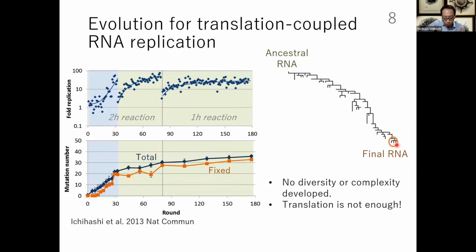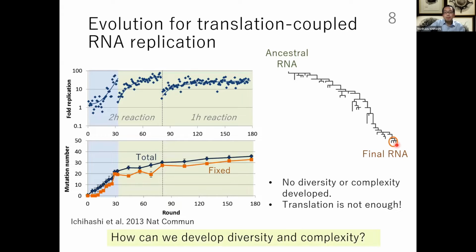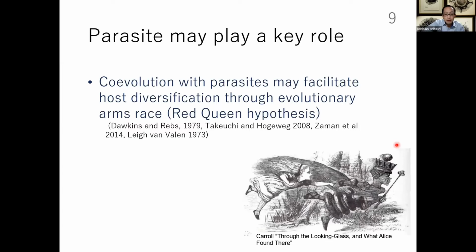So we found that although we introduced a translation system into the Spiegelman's RNA system, translation is not enough to allow diversification. Then the question remains, how can we develop diversity and complexity? Then we focused on another factor, parasite. We thought that parasite may play a key role.